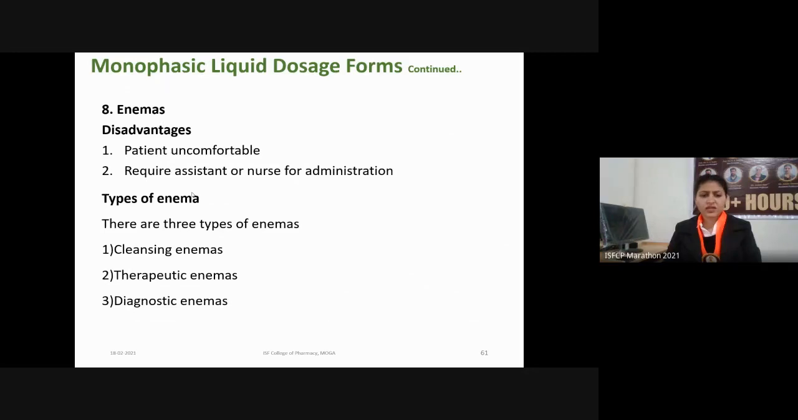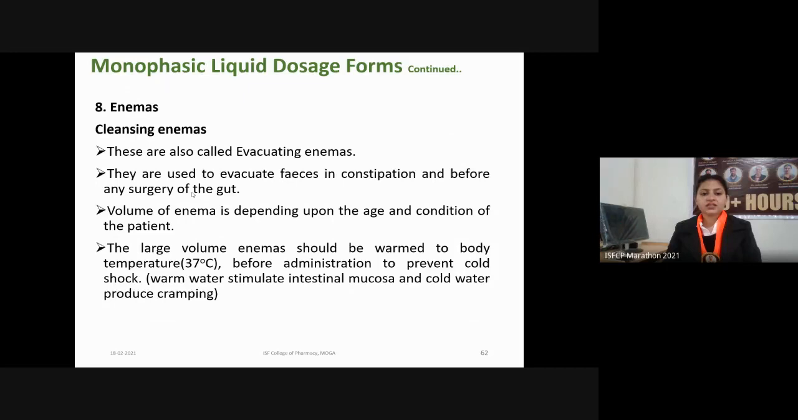Now, the types of enemas. There are 3 types of enemas. First is cleansing enemas, second is therapeutic enemas, and last is diagnostic enemas. Cleansing enemas are also termed as evacuating enemas. These are used to evacuate feces in constipation and before any surgery of the gut.